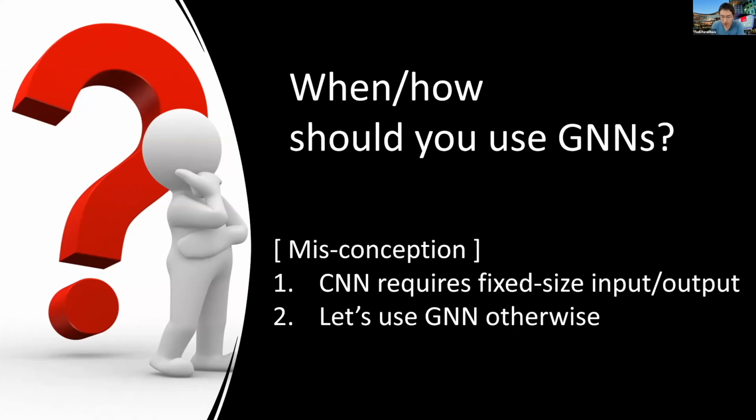So the message of the first paper is: when and how should you use a GNN? Because there are typical misconceptions. CNN requires fixed input dimension and fixed output dimension. So once your input dimension varies, say a graph whose number of nodes or number of edges vary, you just think that CNNs are not valid, maybe GNNs, graph neural networks, are the choice. That's actually a very bad misconception. So this is the kind of question or misconception which I want to remove in the first paper here.